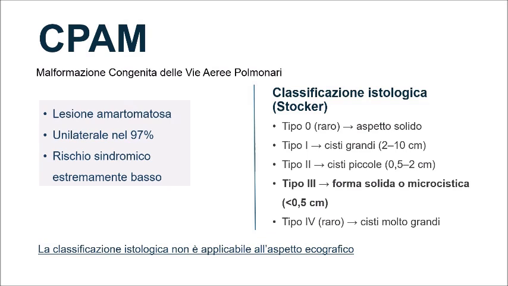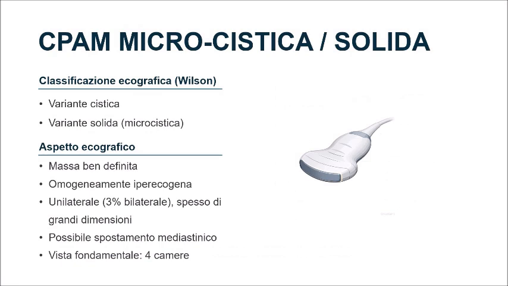Previously known as congenital cystic adenomatoid malformation, since 2002 it has been redefined as CPAM, that is congenital pulmonary airway malformation, because the lesions are cystic in only 3 of the 5 described types. From a histological point of view, in fact, Stocker's classification recognizes 5 subtypes based on the size of the cysts. However, the histological classification cannot be directly applied to the ultrasound appearance. For this reason, Wilson and collaborators proposed a simpler ultrasound classification: cystic variant and solid or microcystic variant.